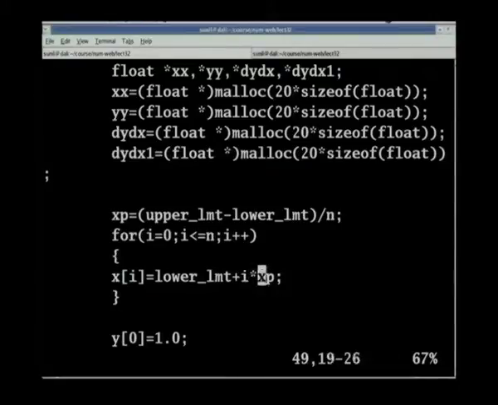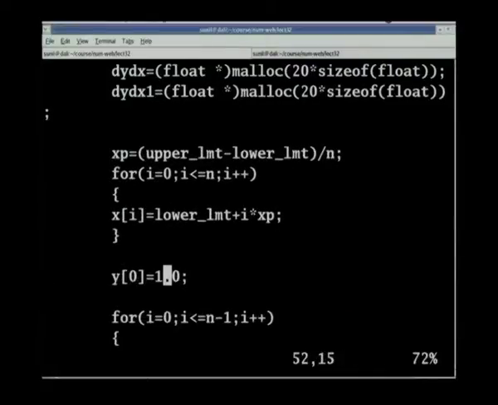This is the interval between 2 points, and I determine this interval by equally dividing the whole interval, upper limit to lower limit, by n points. Okay, this is not required. We could have unequal intervals, but in this case it is a simple division into equal intervals. And then I have that as my x value.